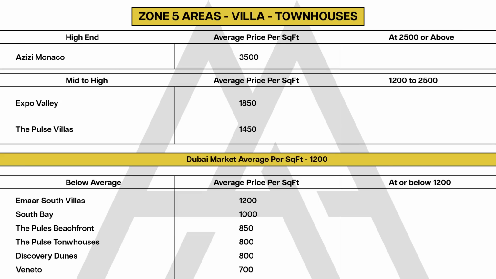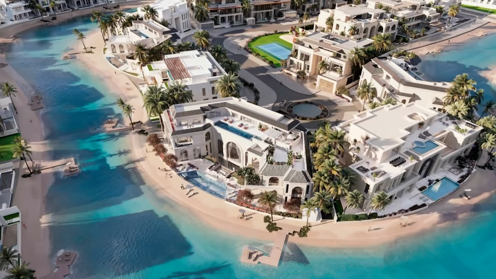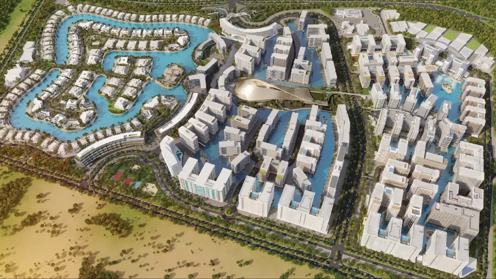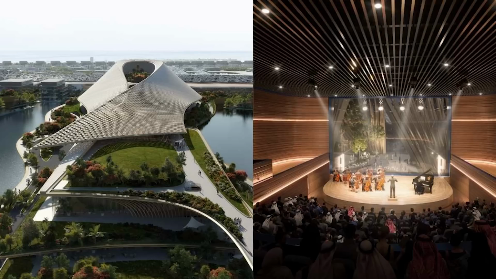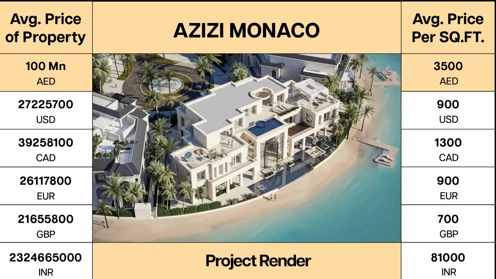Moving on to the villas and townhouses in this Zone 5, firstly I will speak about the outlier, which is the super premium and ultra luxury villas by Azizi in the project Azizi Monaco. These are huge mansions to come up around a man-made lagoon next to Azizi Venice and the new opera house designed by Zaha Hadid. Prices are on the premium side at 3,500 dirhams per square foot of plot on an average, with an average price of a villa at 100 million dirhams, going all the way up to 200 million for these limited 109 mansions.